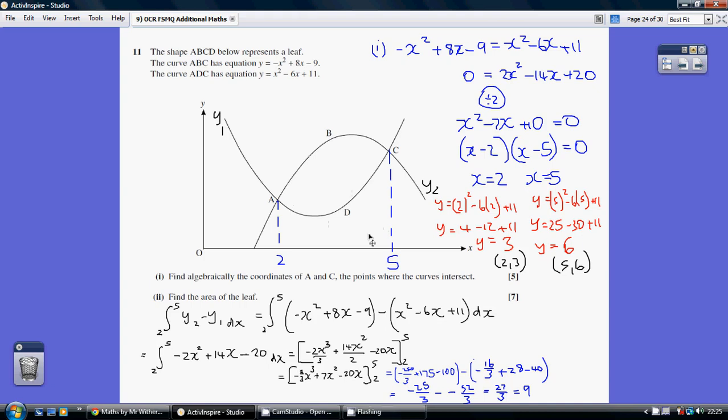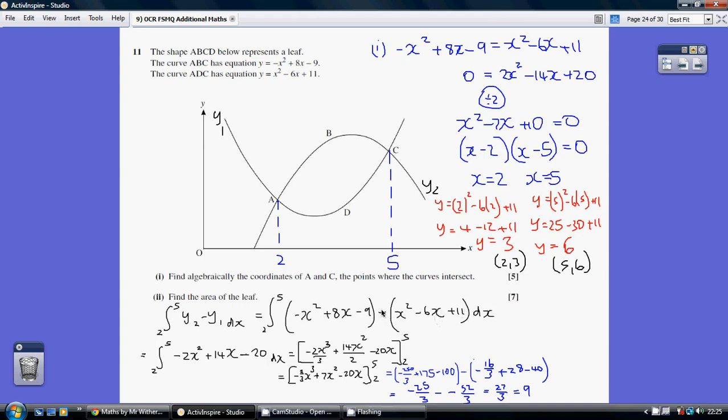So make sure you realize that the required area between the two curves, this bit here, is this total area under the sad face curve less this area under the happy face curve. So the way we set that out is to say, right, we are going to integrate y2 less y1 between 2 and 5. Okay, so our y2 is this, our y1 is this.